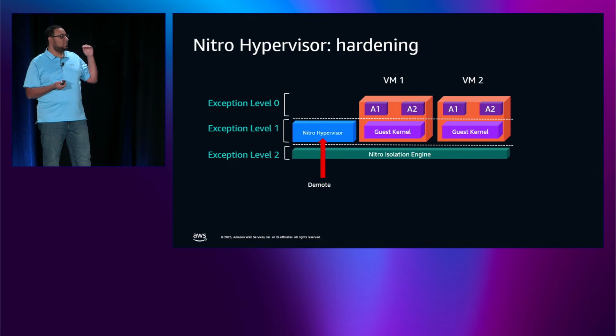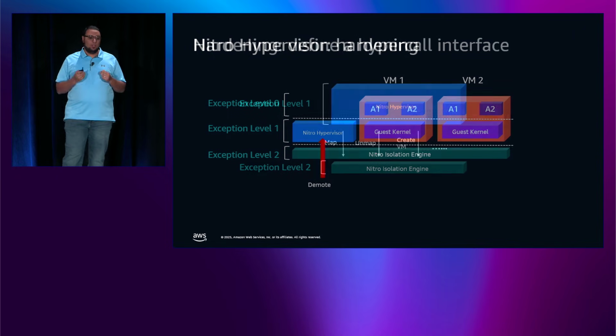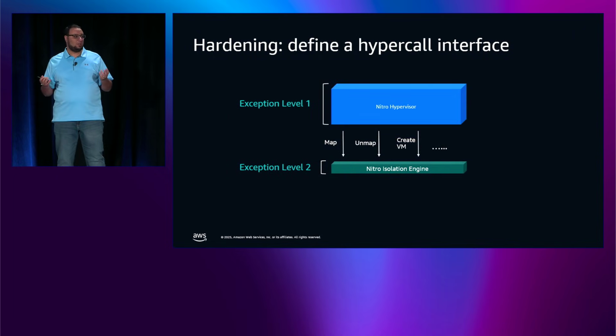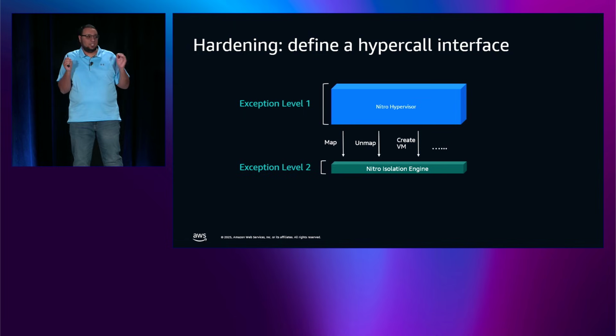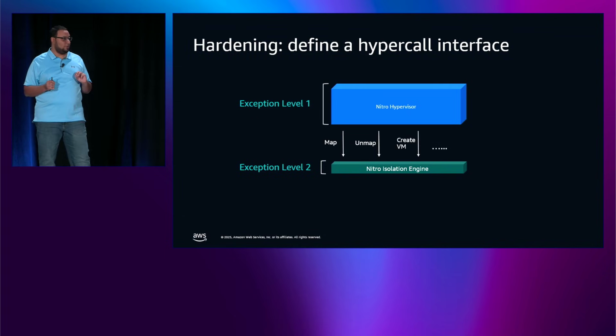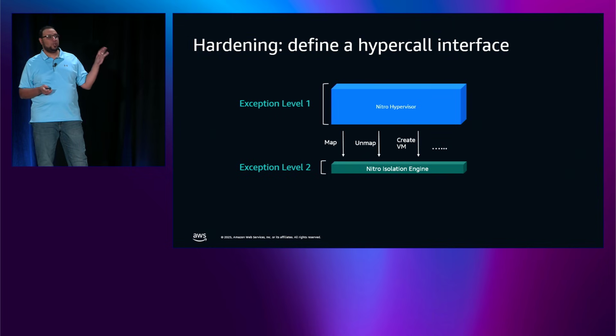And we can basically now demote the Nitro hypervisor to be running at a lower exception level. Once we do this, then we need to talk about, okay, so how do they communicate? Because after all, the Nitro Isolation Engine is just isolating and making sure that customer data is fully isolated across all the 3 devices that we spoke about. We do this through basically these hypercalls between the Nitro hypervisor and the Nitro Isolation Engine.